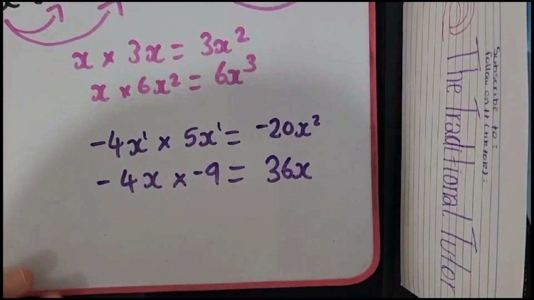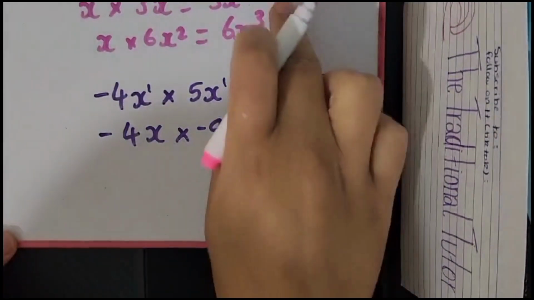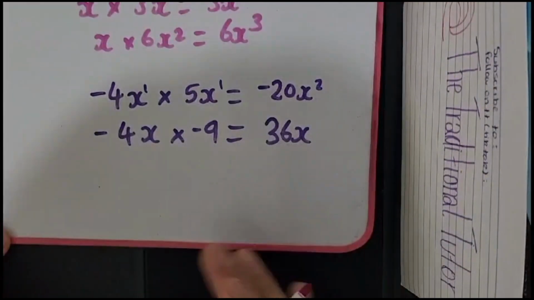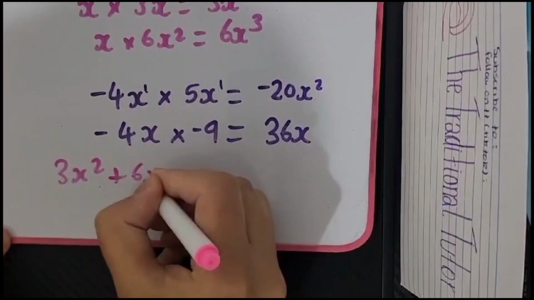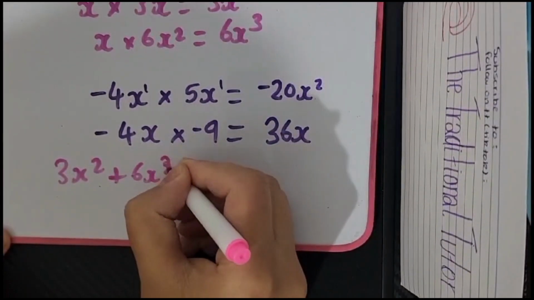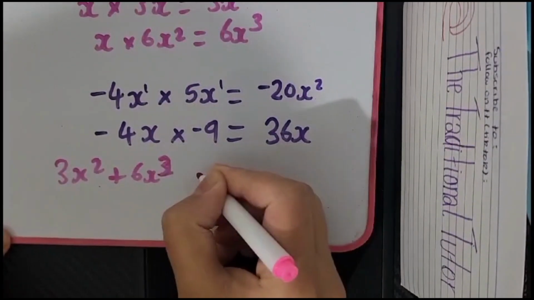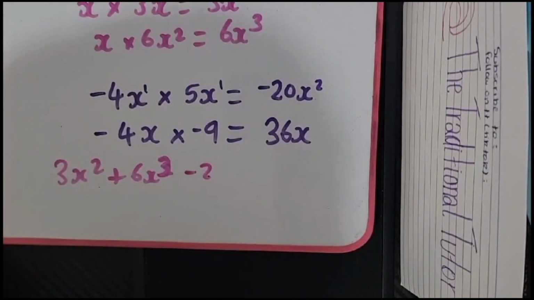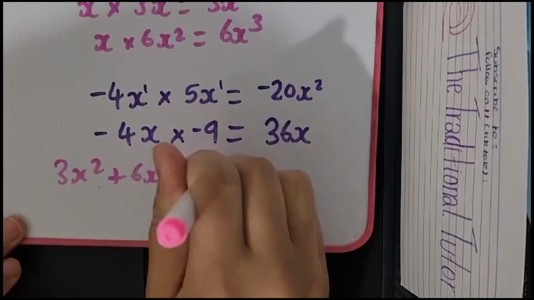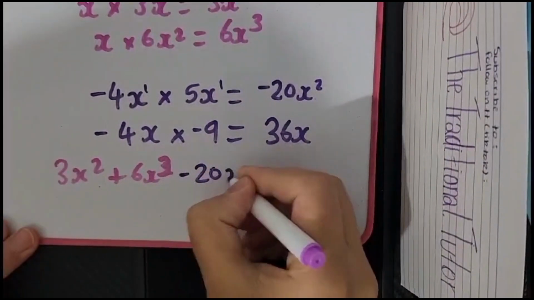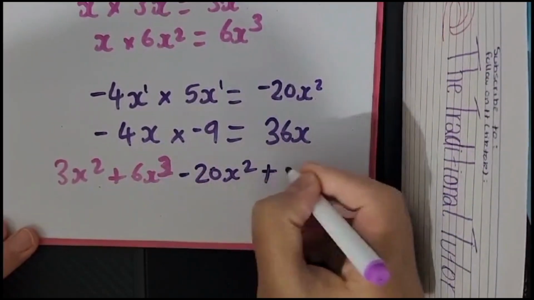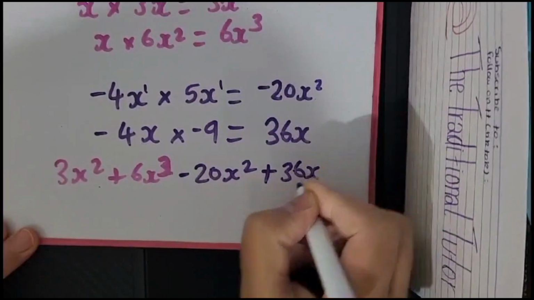And then the last step I need to do is remember to collect all of my like terms together from both of my answers here, okay? So I've got 3x squared from the top plus 6x cubed, and take away, hold on, I'll just do that with a different color pen. So I've got take away 20x squared and then add 36x, okay?